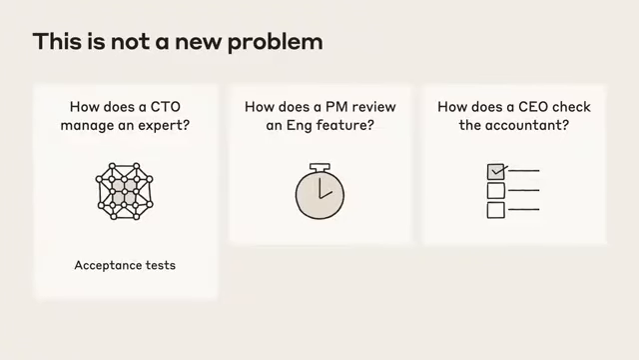A CTO can still write acceptance tests for an expert that works for them, even if they don't understand the implementation under the hood. They can see that these acceptance tests pass and that the work is high quality. A product manager can use the product that their engineering team built and make sure that it works the way they expected, even if they're not writing the code. And a CEO can spot check key facts that they do understand and slices of the data so that they can build confidence in the overall financial model, even though they might not be an expert in how the entire thing flows.